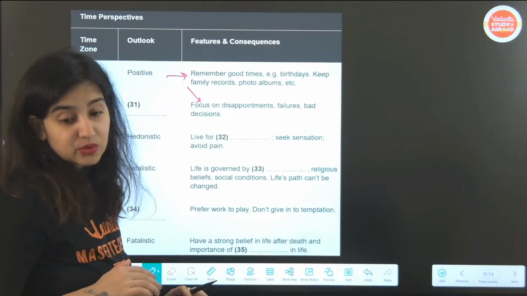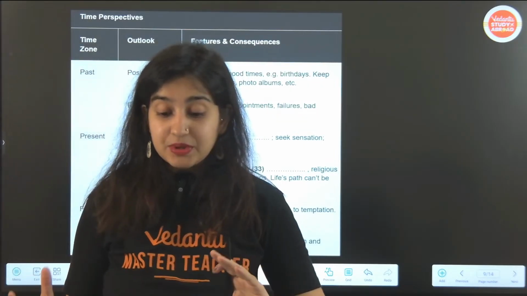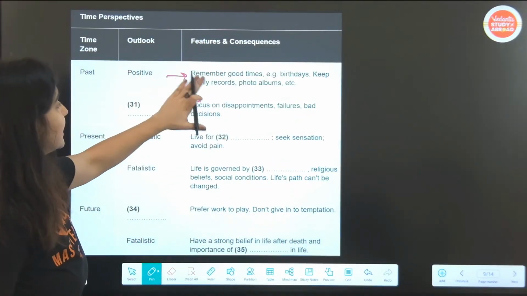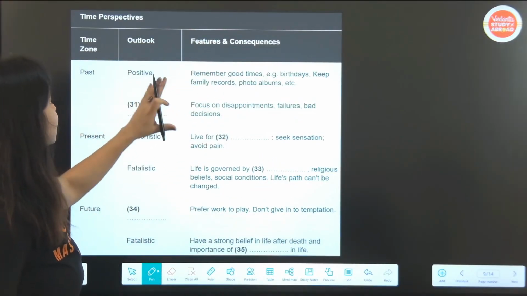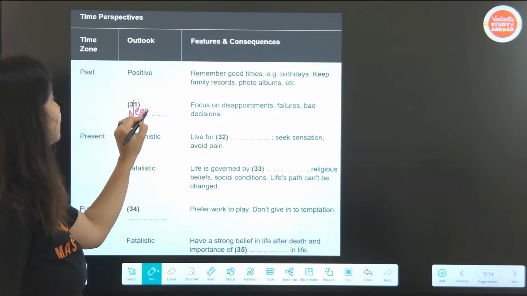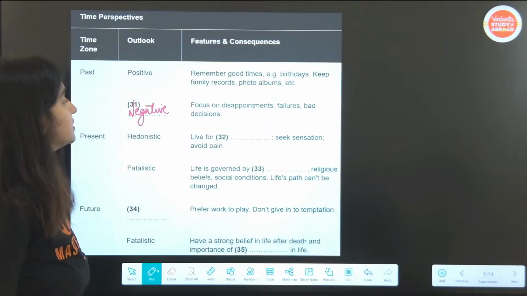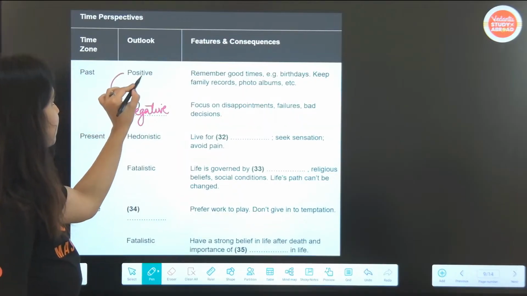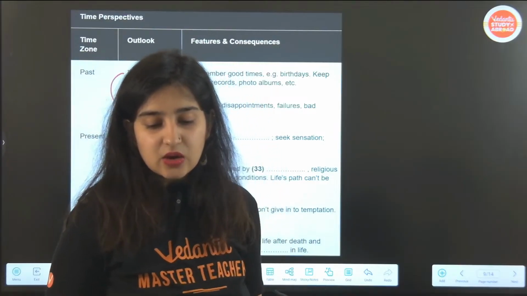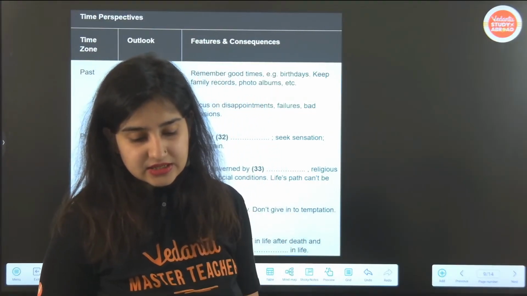The word nostalgia was used to explain that people who think about the past, when they remember the past fondly, get nostalgic. So those are the past positive people. It's the past negative people that focus on disappointments. And this is easy to see. Positive, negative. Easy, right? So the answer here was negative, past negative.